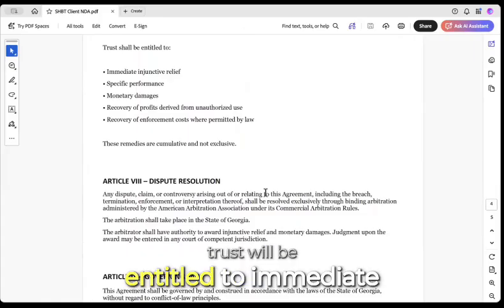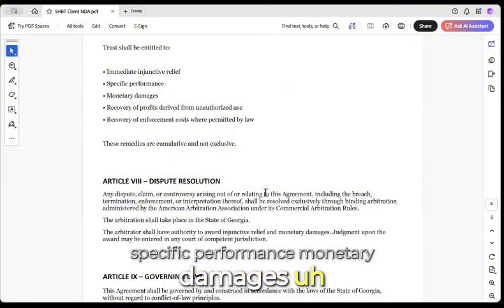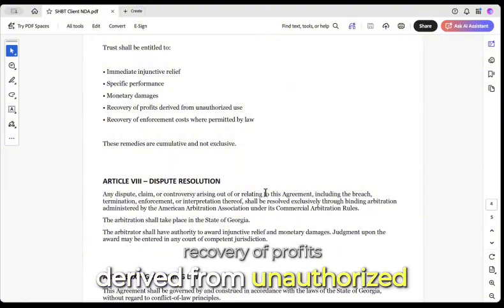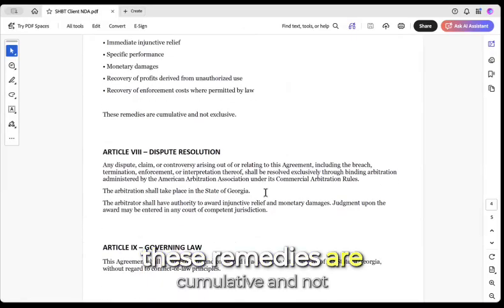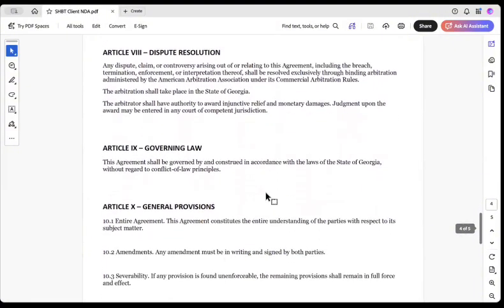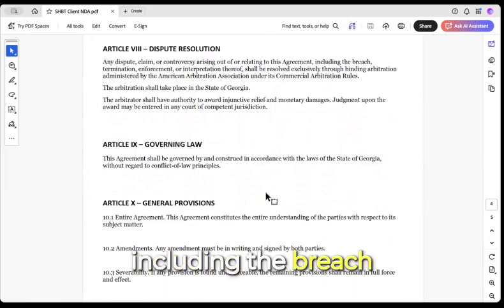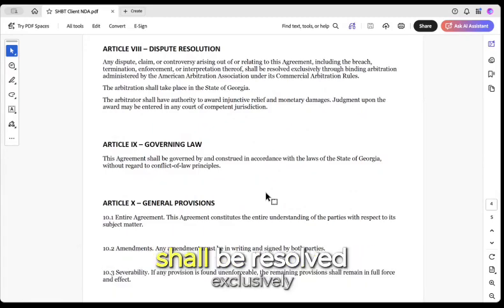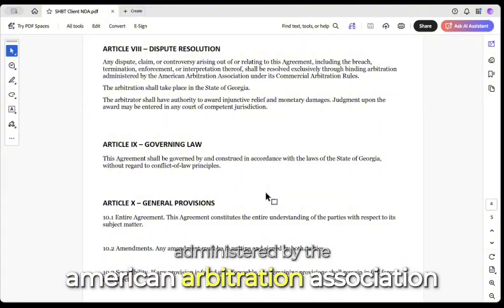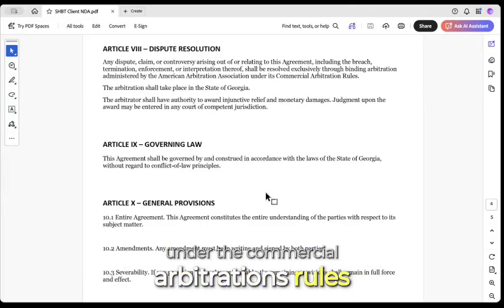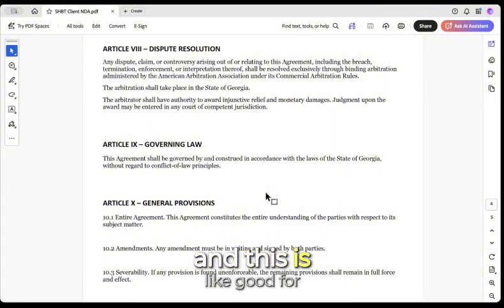All right. Trust shall be entitled to immediate injunctive relief, specific performance, monetary damages, recovery of profits derived from unauthorized use, and recovery of enforcement costs where permitted by law. These remedies are cumulative and not exclusive. Dispute resolution: any dispute, claim, or controversy arising from this agreement, including the breach, determination, enforcement or interpretation thereof, shall be resolved exclusively through binding arbitration administered by the American Arbitration Association under the commercial arbitration rules.